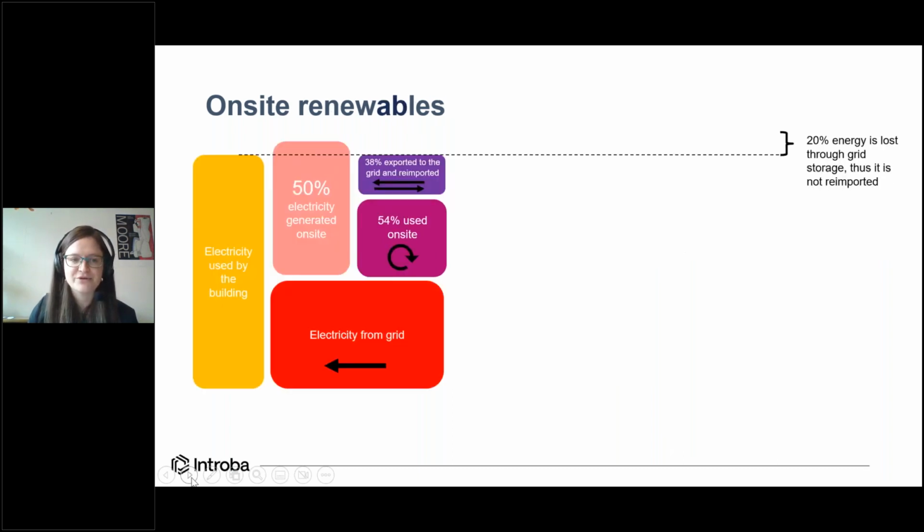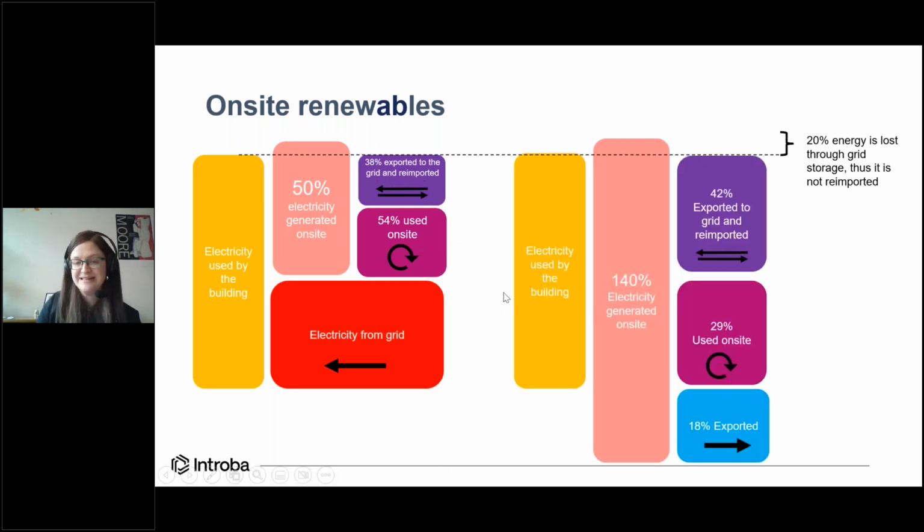This example shows a building generating 50% of its energy over the course of the year on site, where a certain proportion is exported and re-imported, a certain amount is lost, a certain amount is used on site, and then you need some electricity from the grid. And here's another example where you might be generating a lot of energy, more than your building needs, and therefore some of it will be lost and some of it will be exported.